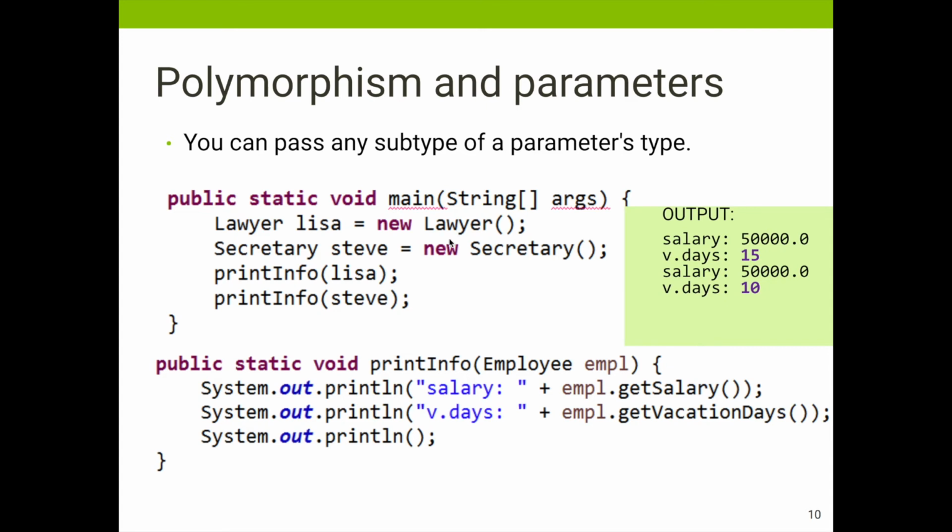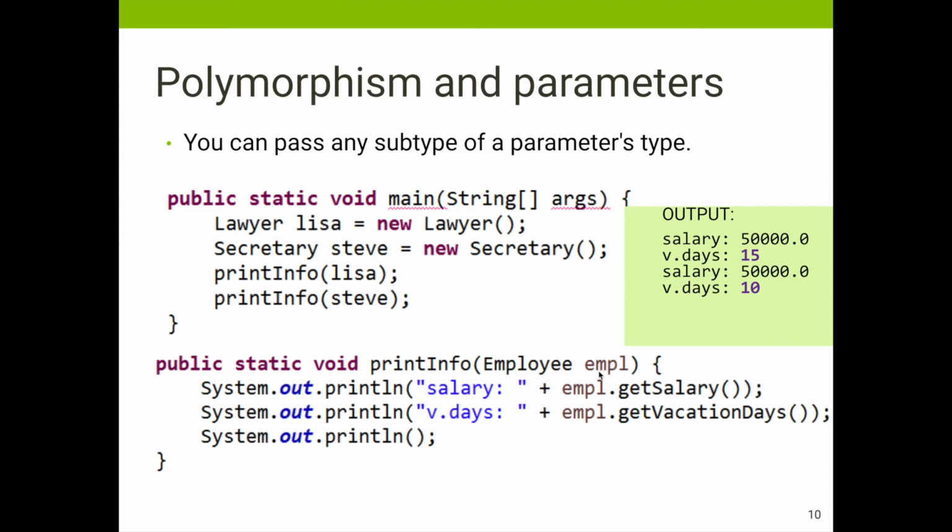I'm going to create a lawyer, Lisa. I'm going to create a secretary, Steve. I'm going to print the info out for both of those. These are different types. Okay? They're both employees. A lawyer is an employee, a secretary is an employee. So when I print the info, I can pass that into the method printInfo, which takes as its formal argument an employee object. I passed a lawyer and I passed a secretary into an employee identifier. The employee points to the lawyer object, okay?